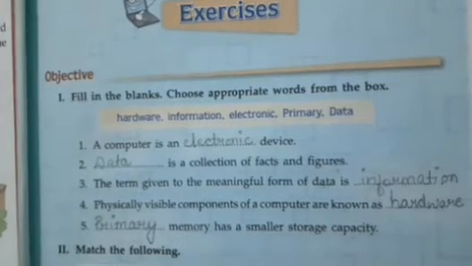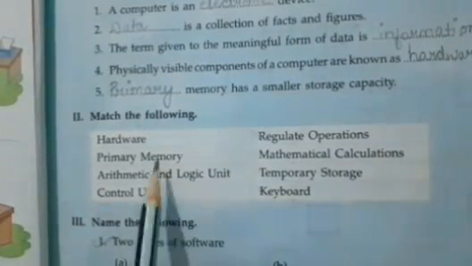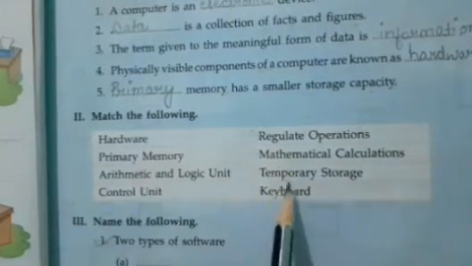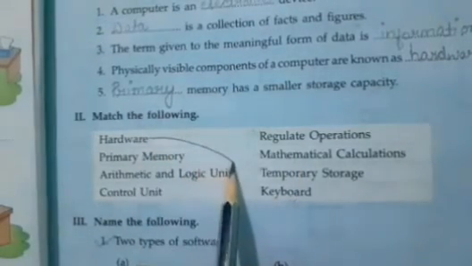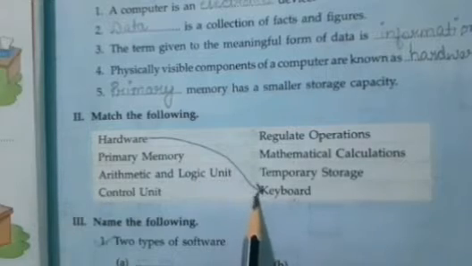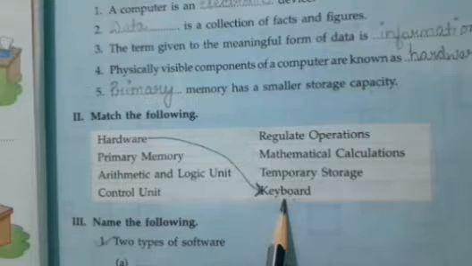Okay, now come to the next question. Our next question is match the following. Hardware. Now children, which of them is a hardware? Yes, keyboard is a hardware. So match this hardware with this keyboard part. The keyboard is a hardware. It is a physically visible component of a computer.